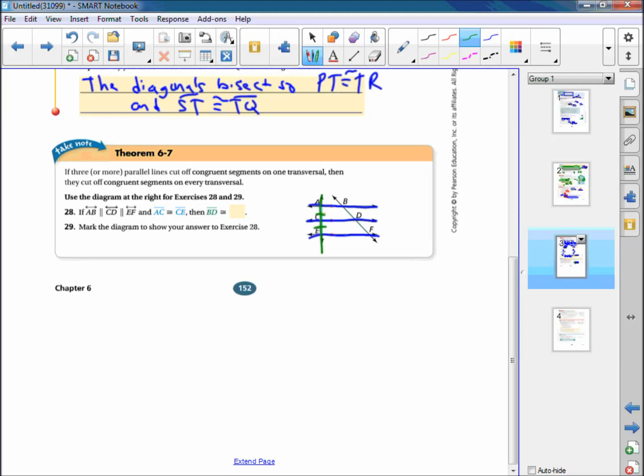And this says if that happens, then any other transversal that cuts across it should also make little congruent segments. Different length ones, but congruent segments. So in this case, AB, CD, and EF are parallel. AC is the same as CE, so BD and DF should be the same also. And then we've already marked our diagram in exercise 28, so we put 2 marks here and 2 marks here to show that those sides were congruent.